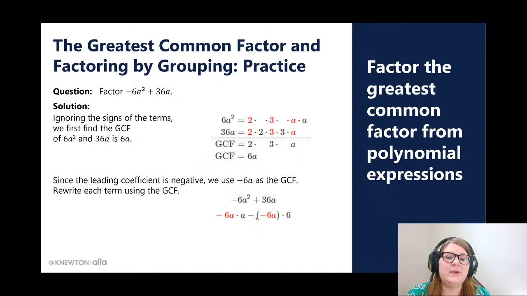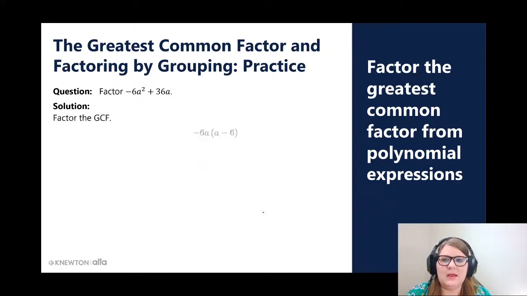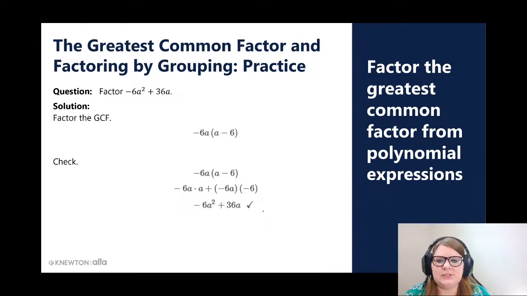So negative 6a squared, I can write as negative 6a times a. 36a, you'll notice I can do negative 6a times negative 6, but I have to include this negative. So it's really subtracting a negative to make it that positive. Now, when I pull my negative 6a out, I'm going to be left with a minus 6 inside my parentheses. Again, easy enough to check, just distribute to see, do you get that original thing that you started with? And of course, you do.